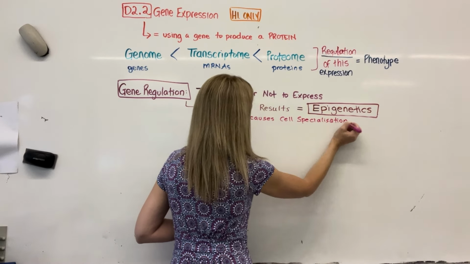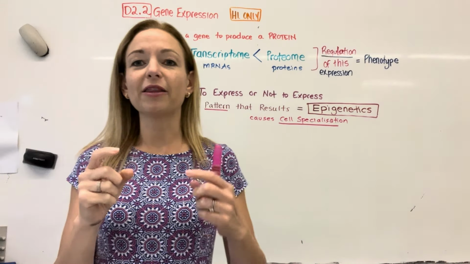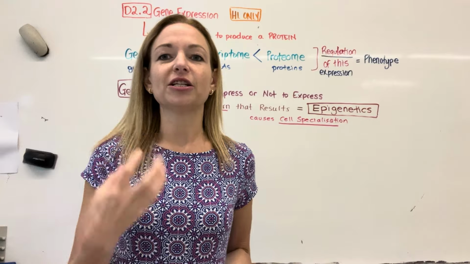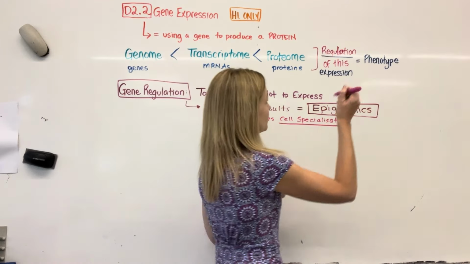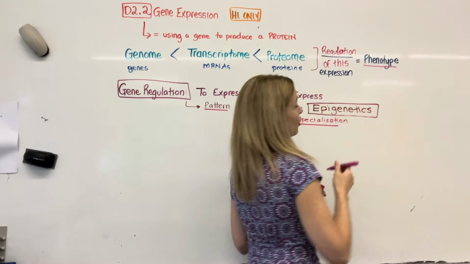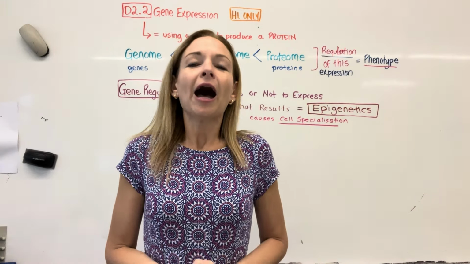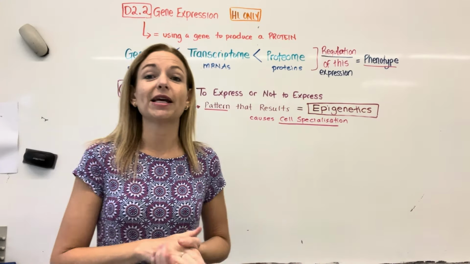So the specific pattern that is actually created by the choice of what to regulate and what not to regulate is what actually determines that cell's specialization, which also determines its phenotype, or the physical appearance of that cell. So a bit of terminology. You already know all of this stuff from D1 in terms of transcription, translation.